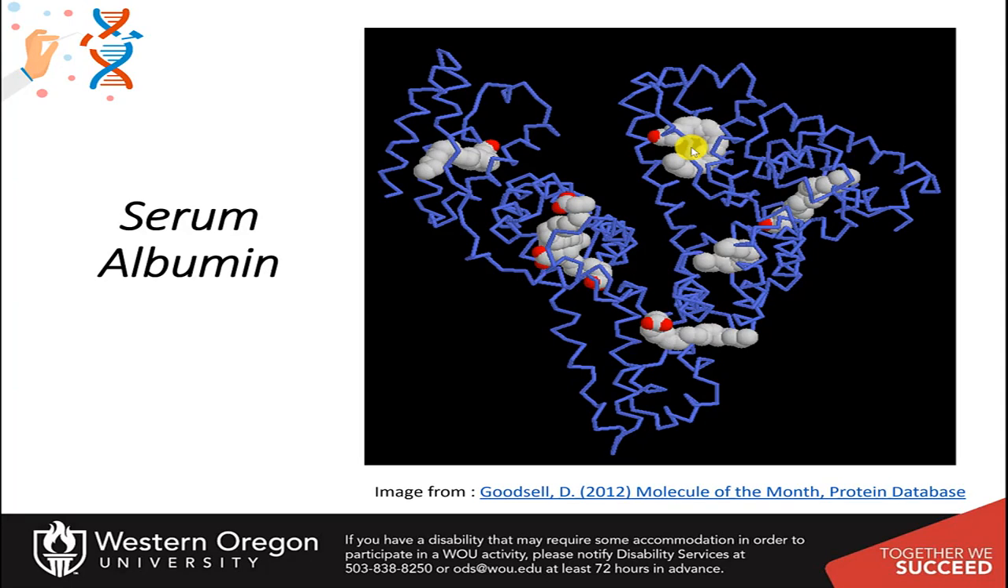Serum albumin also binds to many other water-insoluble molecules. In particular, serum albumin binds to many drug molecules, such as ibuprofen, and can strongly affect the way they are delivered through the body. In the next section, we will examine how cells that receive these free fatty acids utilize them for energy production.